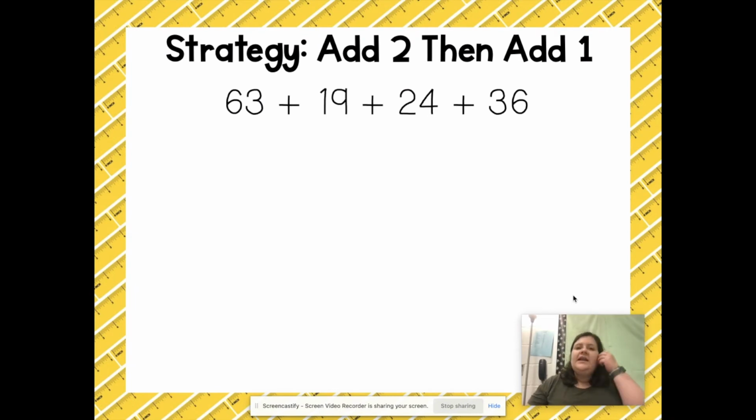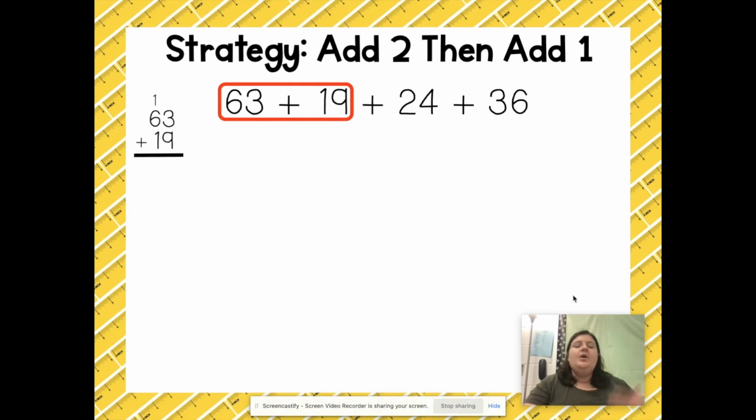The first thing that I'm going to do is add 63 and 19 together. When I add 63 plus 19, I get the answer 82. Don't forget to carry the 1 over to the tens place.